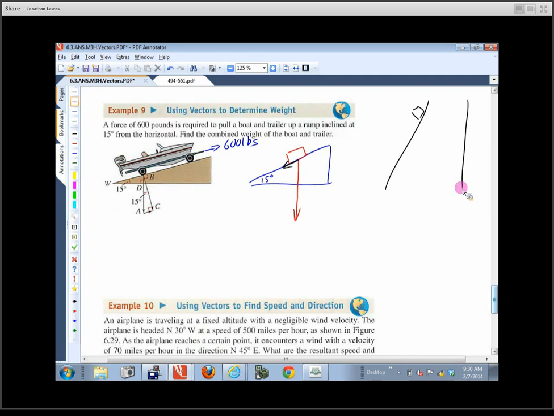So what happens is this weight gets broken into 2 different forces. This is the force that wants it to slide down the ramp, and then there's another force that's called the normal force, and it is perpendicular to the ramp. It's kind of the part that keeps it stuck to the ramp.